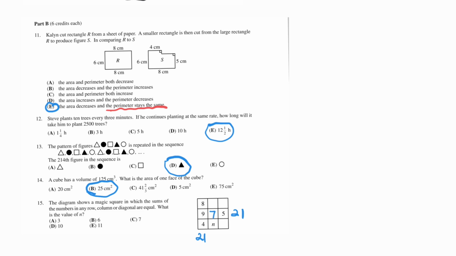That's 7. Now we can do the diagonal. Still 21 minus 7 minus 8 gives us 6. And then lastly we can do n. So 21 minus 4 minus 6 gives us n, that is 11. So the answer is E.